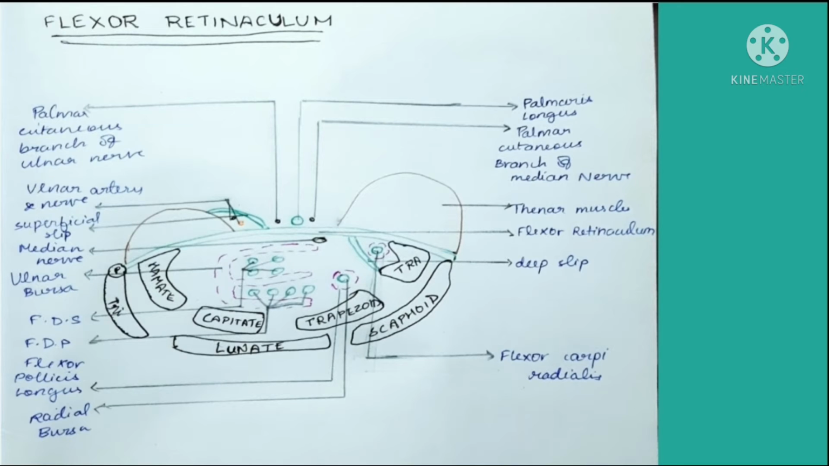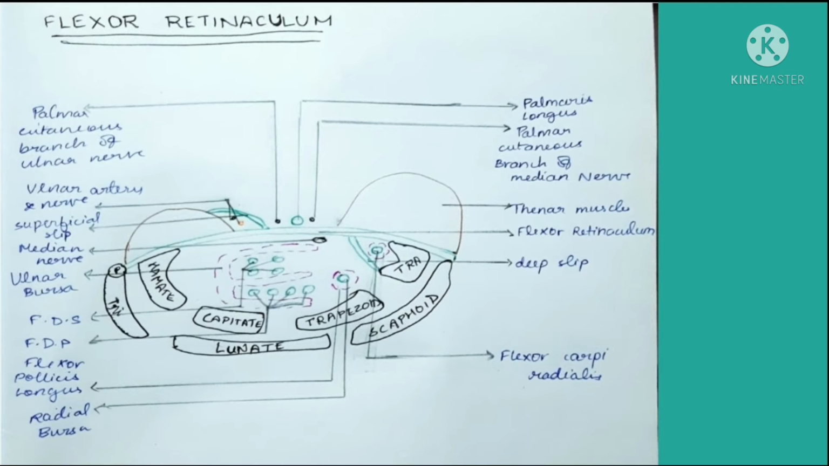So, remembering this is easy because the ulnar bone is present medially and the ulnar nerves and vessels should also pass medially. So they are passing through the superficial slip which is present medially. And likewise the radial bone is present laterally. So the tendon for flexor carpi radialis muscle will pass laterally.